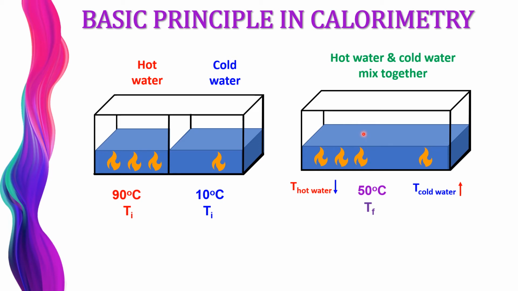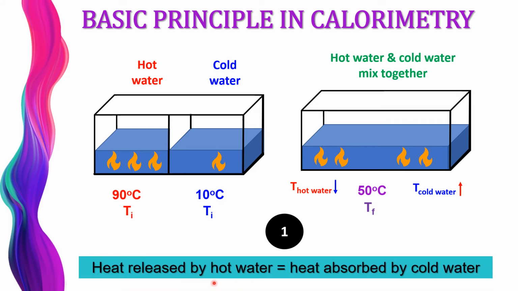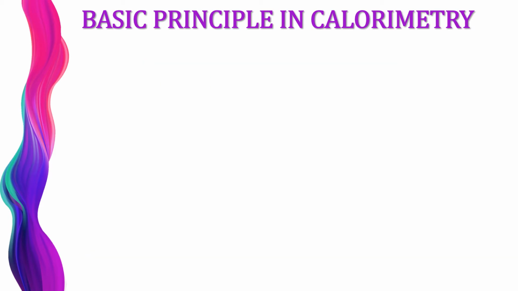This is because the hot water releases heat. And the heat released by the hot water is absorbed by the cold water. So, when hot water releases heat, the temperature decreases. And when cold water absorbs heat, the temperature increases. So, the first basic principle in calorimetry is the heat released by hot water is equal to the heat absorbed by the cold water.